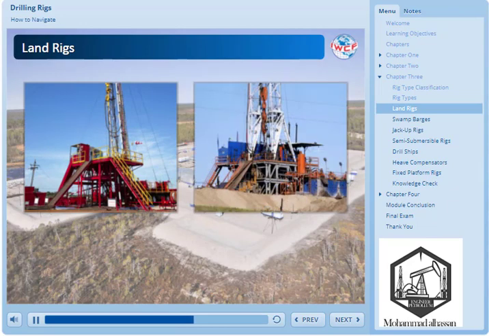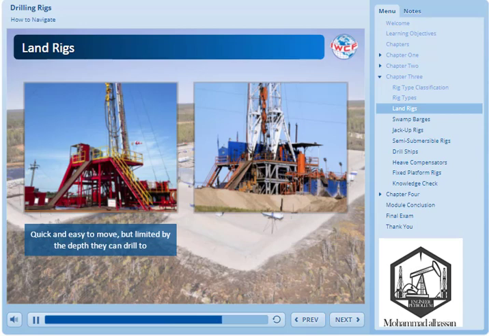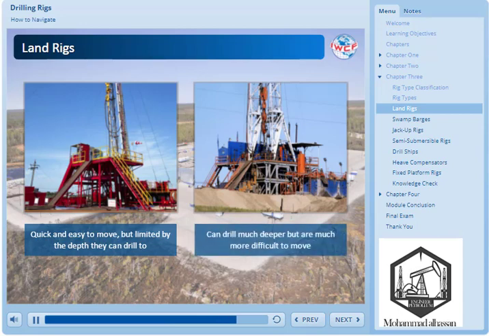Light duty rigs are quick and easy to move, but are limited by the depth they can drill to. Heavy duty rigs can drill much deeper, but are much more difficult to move from location to location.